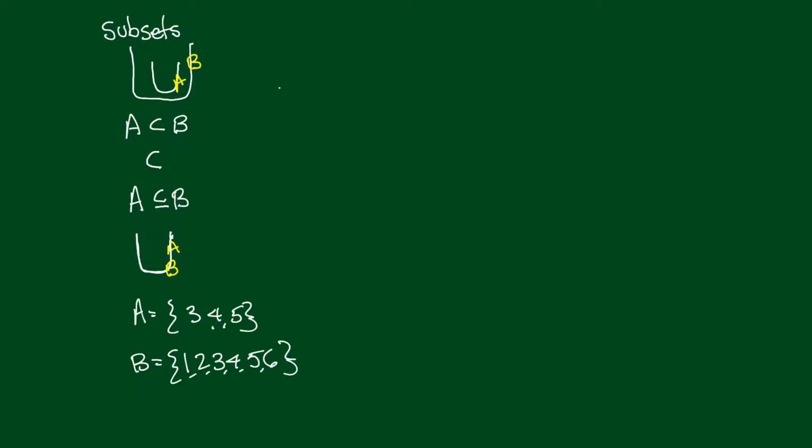Now, what do you think for these two sets here? Is this true? Could you write A is a subset of B? So is it true or not? So I'm going to write it. A is a subset of B. Well, if it's true, that means everything in A has to be found in B. 3 I can find in B, 4 is in B, 5 is in B. So this is a true statement.